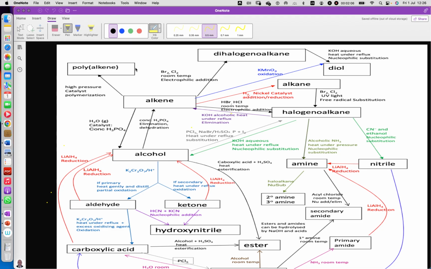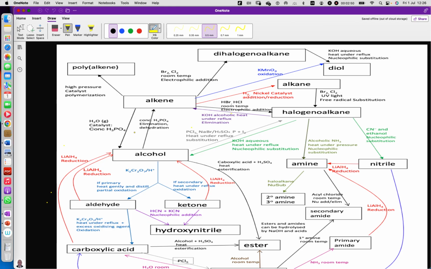Alkenes have many types of reaction. They react with halogens at room temperature, and that is by electrophilic addition. Alkenes undergo electrophilic addition by reacting with halogens.